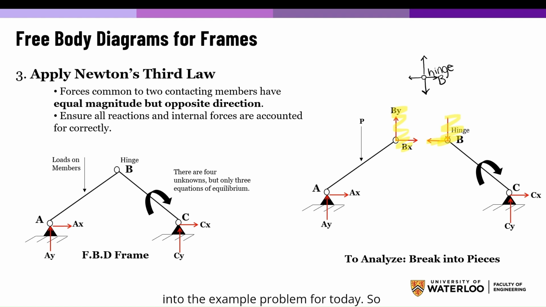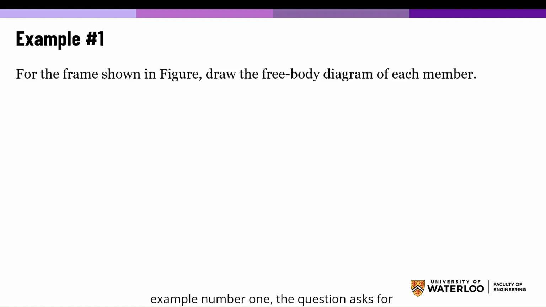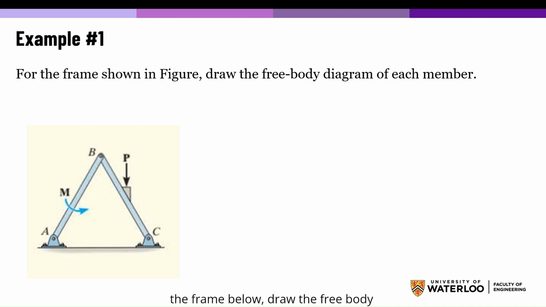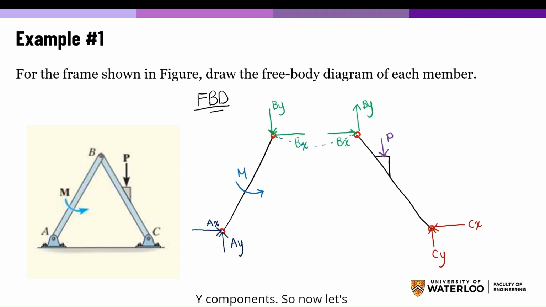So now let's get into the example problem for today. So example number 1. The question asks for the frame below, draw the free body diagram of each member. So by inspection, members BA and BC are not two force members. Instead, as shown on the free body diagrams, BC is subjected to a force from each of the pins at B and C, and the external force P. Likewise, AB is subjected to a force from each of the pins at A and B, and the external couple moment M. The pin forces are represented by their X and Y components.